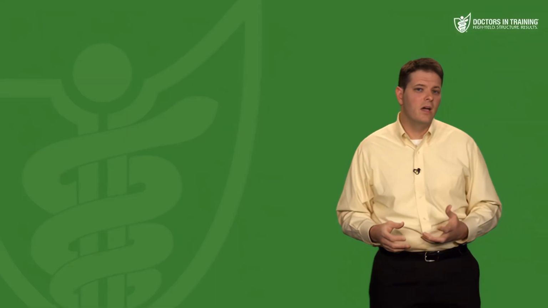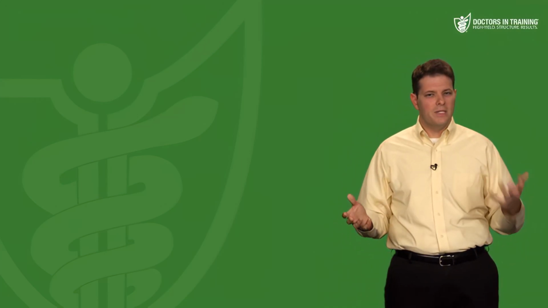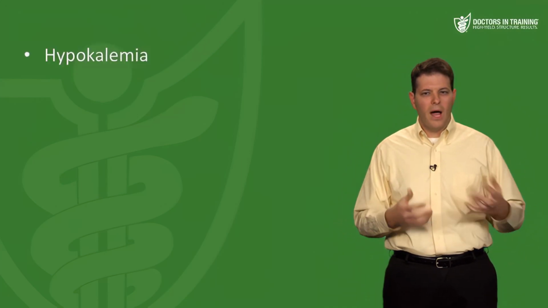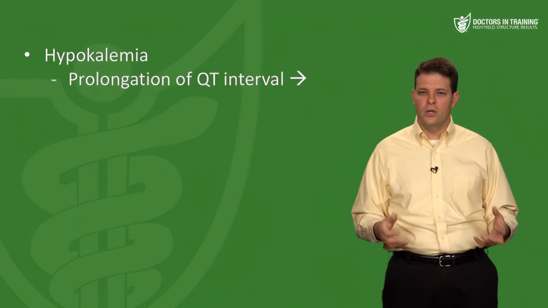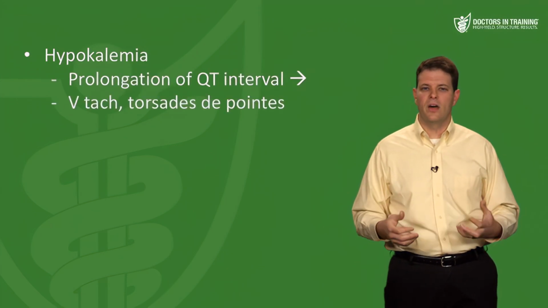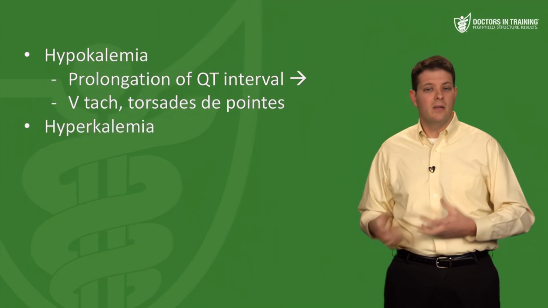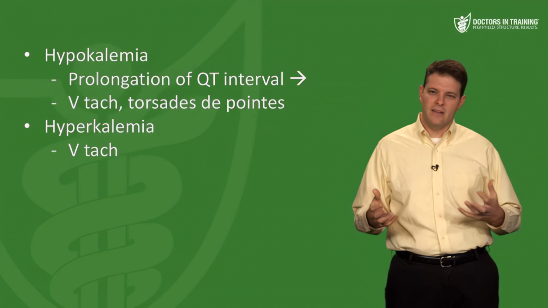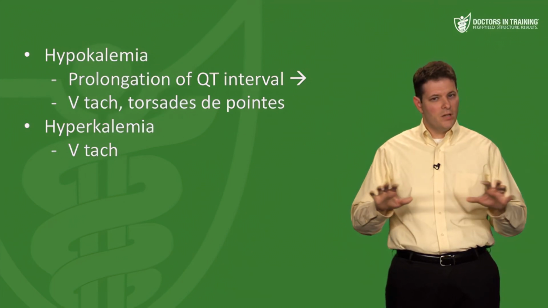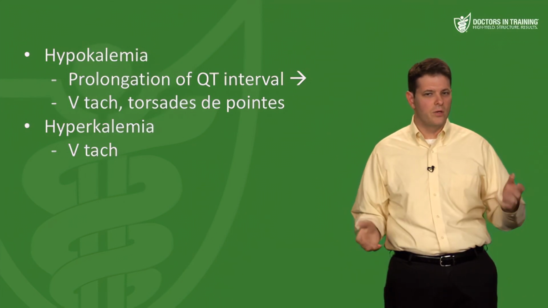And speaking of VTAC, I want you to remember that low magnesium and low potassium tend to go together. So hypokalemia can prolong the QT interval and lead to VTAC and torsades just like low magnesium can. And actually, hyperkalemia can also lead to VTAC. Potassium's kind of like Goldilocks. It's got to be just right or you can get into trouble quick, whether it's too low or too high.